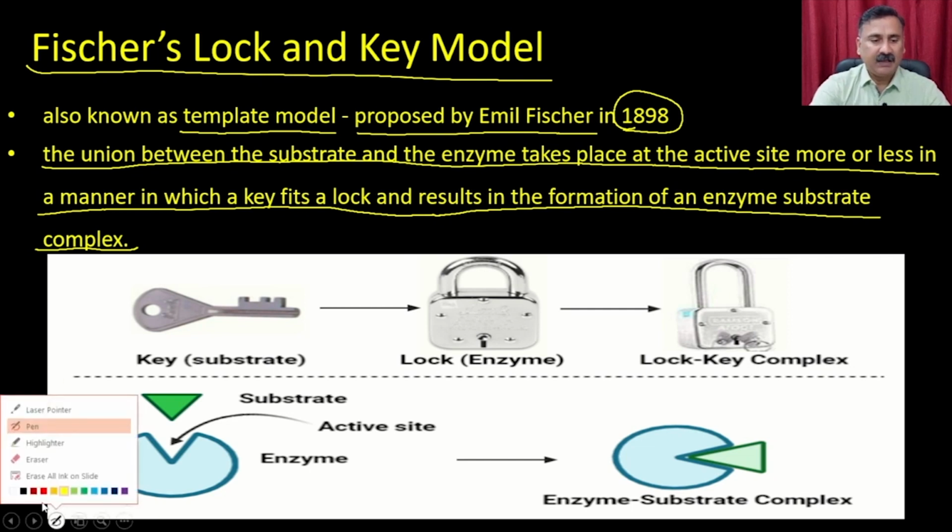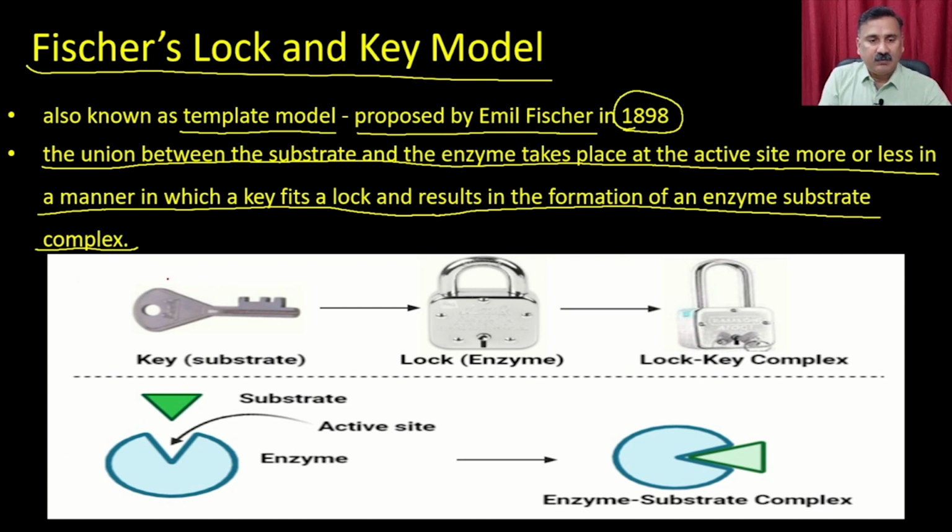So you can imagine that you have a key, right? Every key has its corresponding lock, right? So you cannot use an alternate key for this particular lock. Only this particular key is going to fit into the lock, and that's how it gives you the lock and key complex. Why is it happening? Because the key, in this case, is behaving as a substrate, whereas the lock is represented by the enzyme, and this is called the enzyme substrate complex.